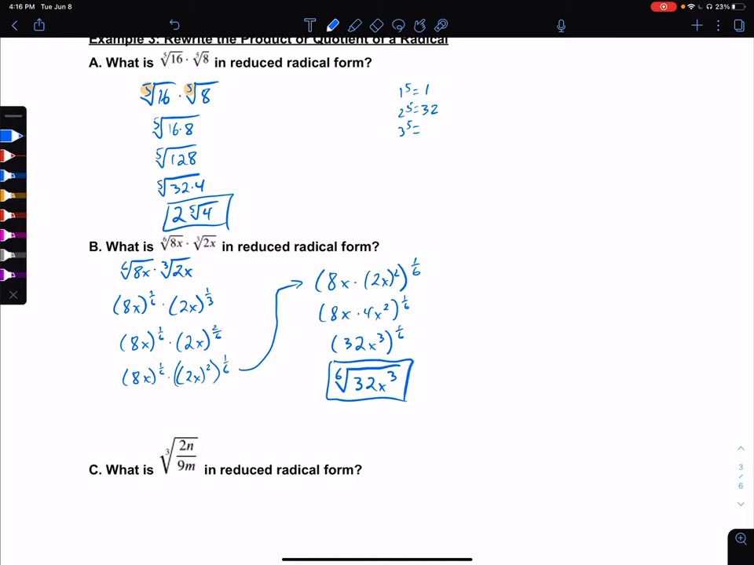As for part C, we'll get to part C in another video. I'm going to combine that with example 6 later in this section because both of them have to do with rationalizing denominators, and I want to show those together.